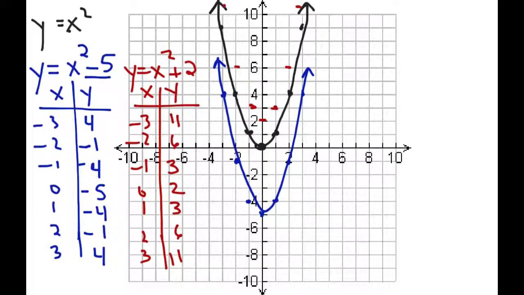Oh, that's kind of interesting. Look at what happened to the graph. It won't even graph for me. Let's see. There we go. That's better. It appears to have moved the graph up 2 units. Okay, so if I subtract a value from the original function x squared, it appears to have moved the graph down. If I add a value to the original function, it appears to move the graph up.